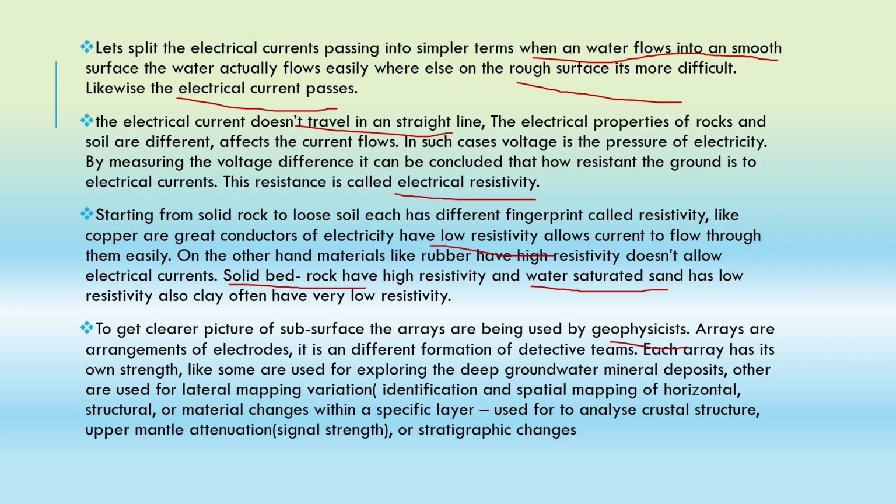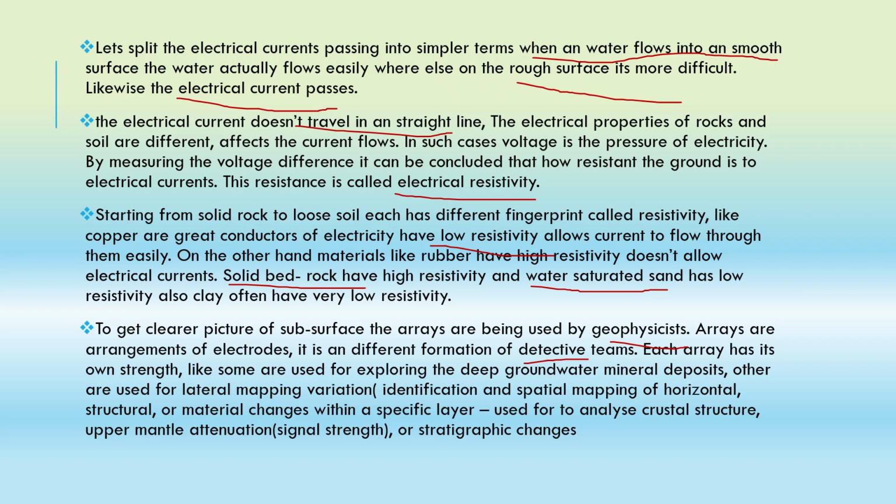The arrays, or arrangements of the electrodes: we have seen two electrodes, right? One is current and another is potential. They are arranged in such a way that there are different formations of electrode arrays. Each array has its own strength, like some are used for exploring deep groundwater and mineral deposits.